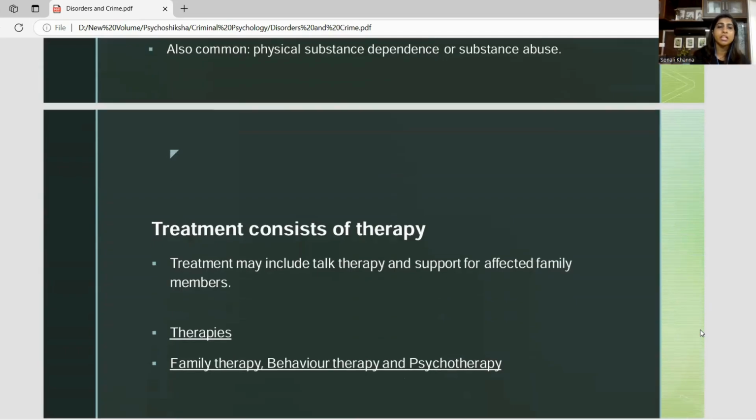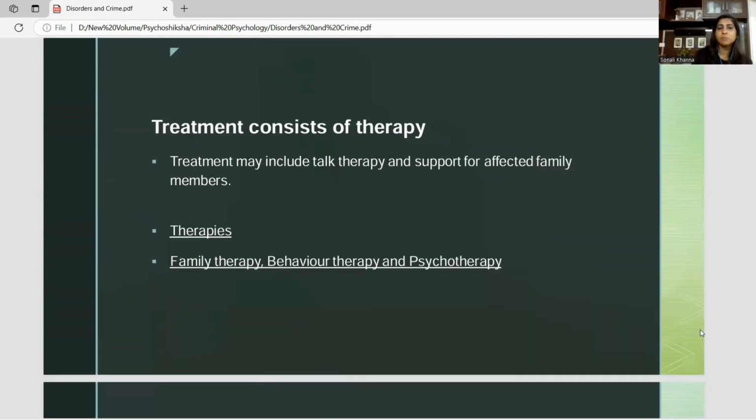Moving on. Treatment consists of therapy. Treatment may include talk therapy and support from affected family members. So, family therapy, behavioral therapy, and psychotherapies are what should be given to them. More or less, we'll cover a treatment plan called moral recognition therapy. We generally apply that to all the people who have committed crime, whatever they are suffering from. Apart from that, medications can also be given in the treatment plan.